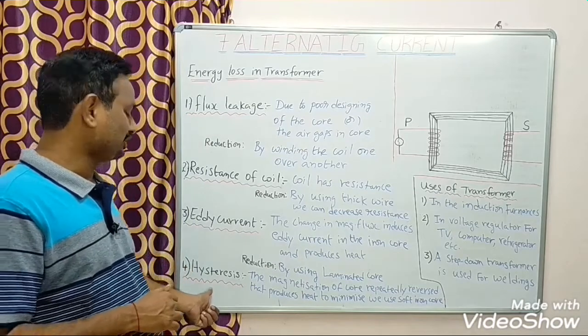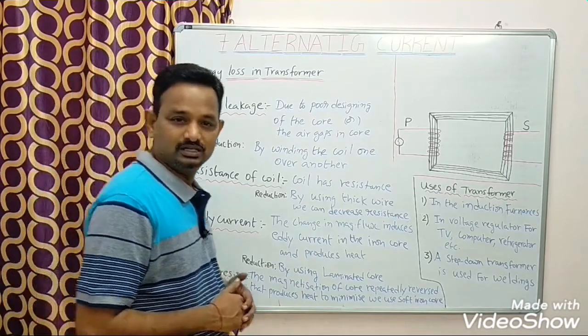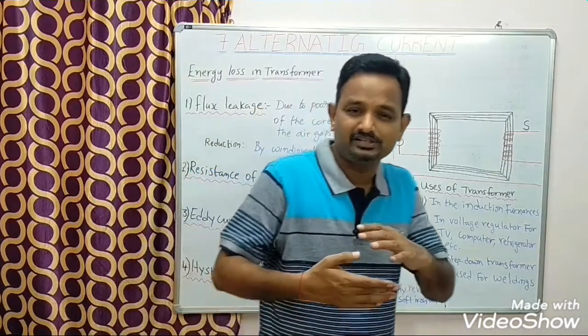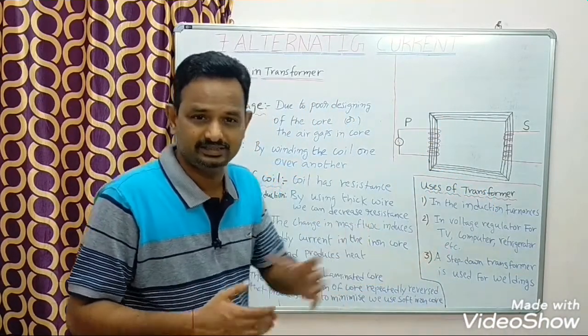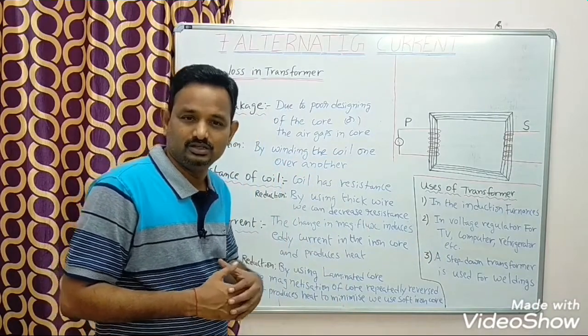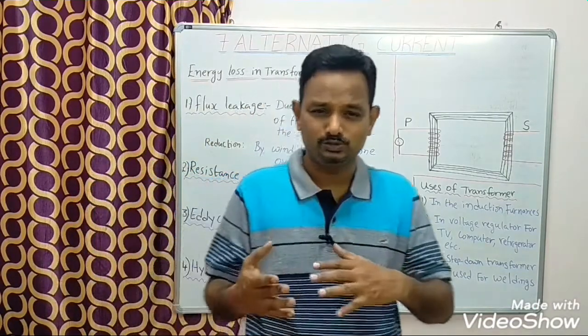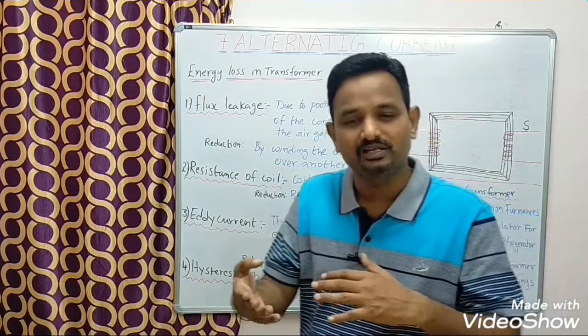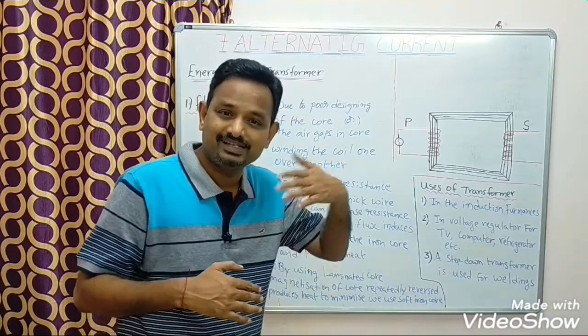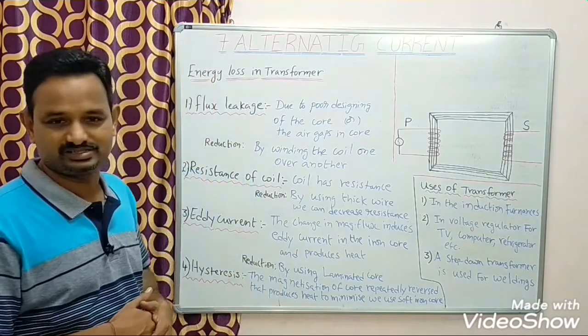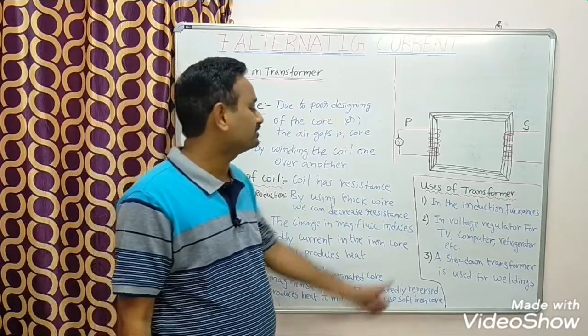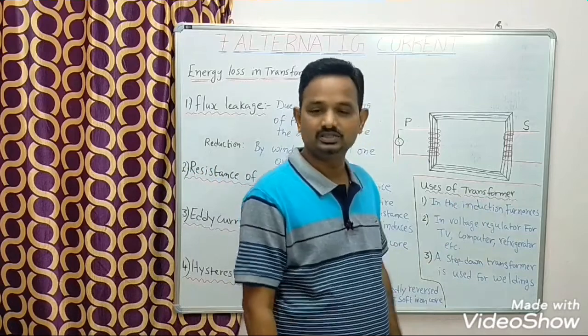Next one, hysteresis. See, repeated magnetization of the core produces heat in that core. So we need to use a soft iron core, which has less hysteresis loss. So that's about hysteresis. Now, uses of transformer.